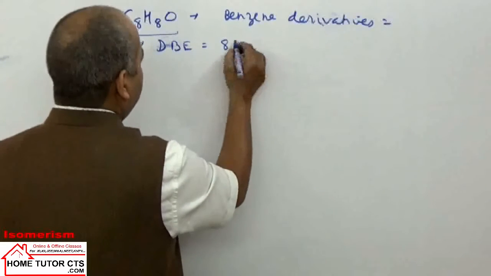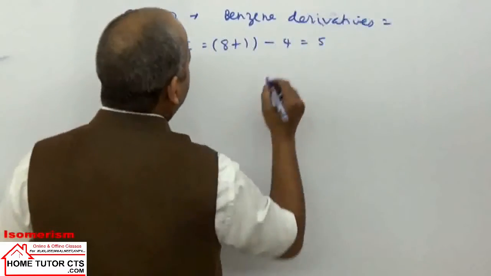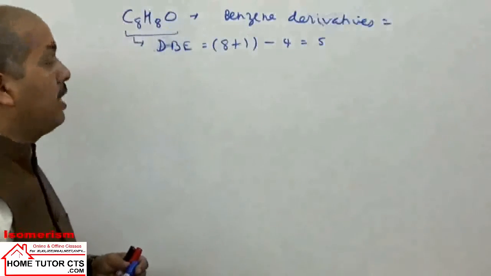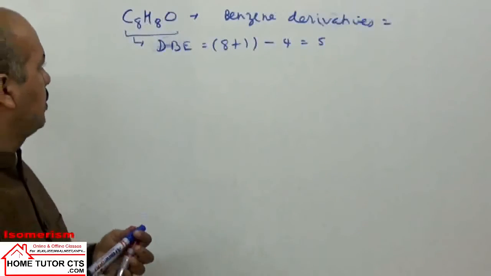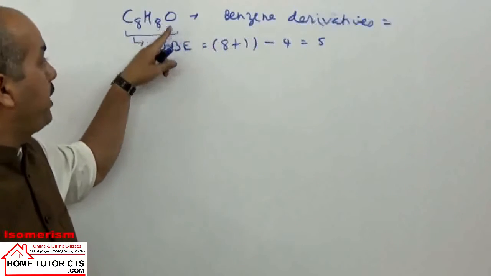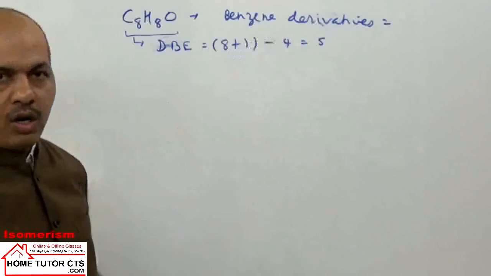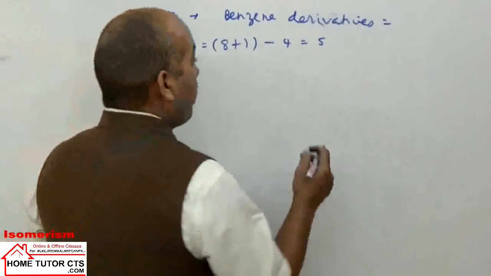Sorry, 8 plus 1, 8 plus 1 minus 4. That's how much coming here? 5. This compound has 5 double bond equivalent. 8 plus 1 minus number of H by 2. No halogen, forget. You don't have to count oxygen. So what is the meaning of 5?